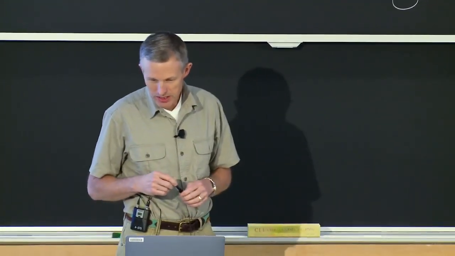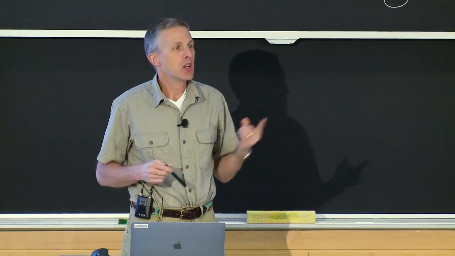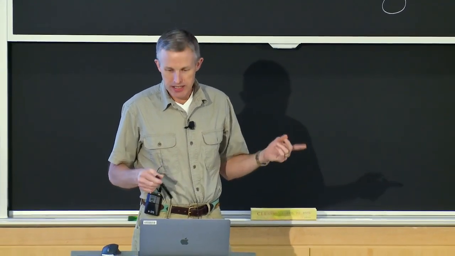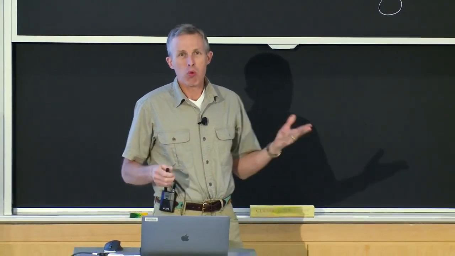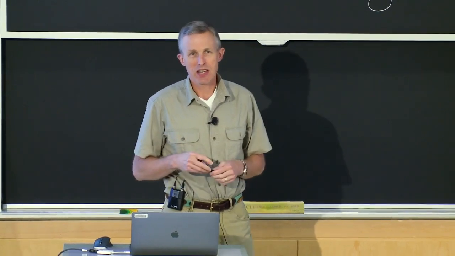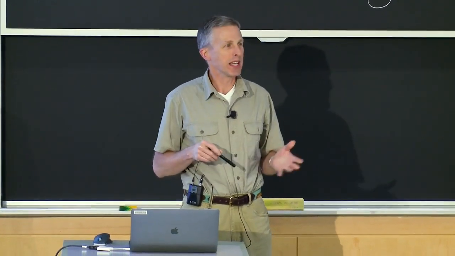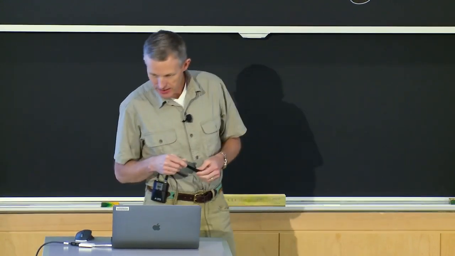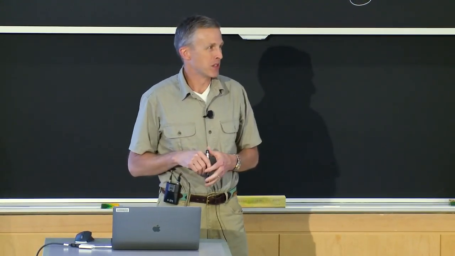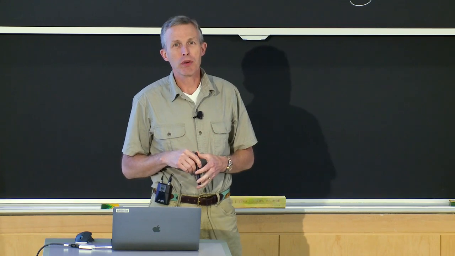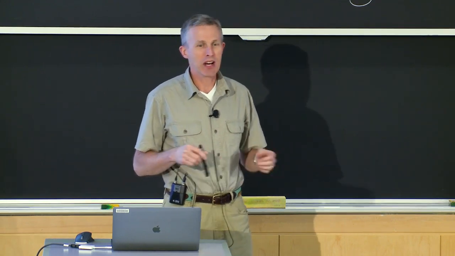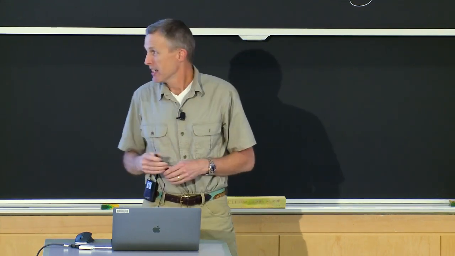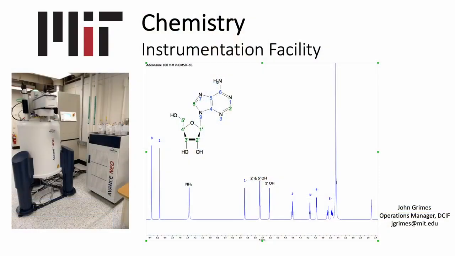So what I hope to talk to you about today is what an NMR instrument is, what it actually consists of as far as the parts, what the analytical technique of NMR is, and how we measure the signal, and then go into some examples of how to interpret the data. So, here's a picture of one of our instruments there, and here's an example spectrum of adenosine.